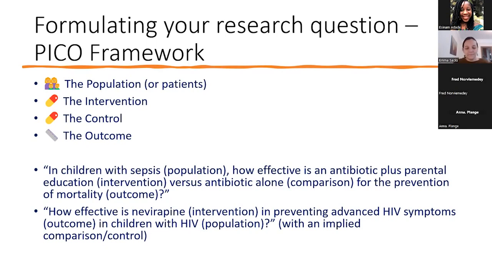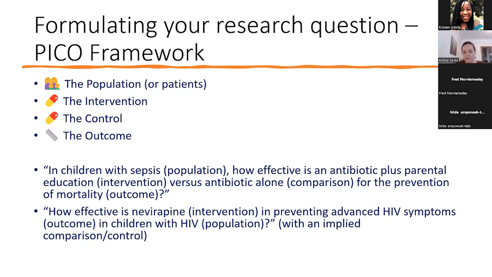So when you go through each of these, you'll have to be more specific: children in what age group, sepsis by what diagnosis, right? But that's your population, right? So age, condition, demographics, whatever, right? How effective is whatever your intervention is, right? Versus whatever the control is for preventing or causing whatever your outcome is, right?